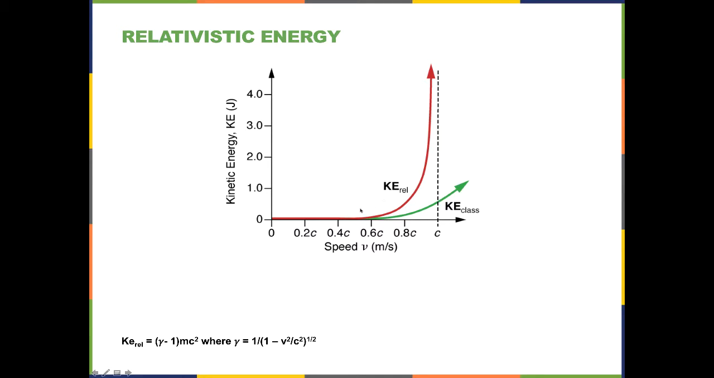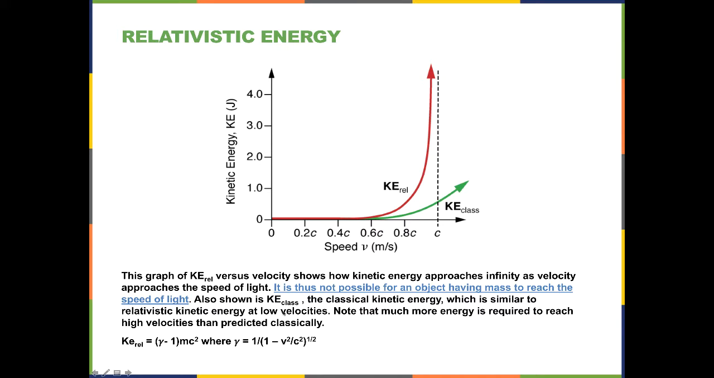This diagram shows the effect of the speed of light on relativistic kinetic energy, and this also shows the fact that objects with mass cannot reach the speed of light. And here again we have a calculation correction to form the relativistic kinetic energy. And here's the statement: thus it is not possible for an object having mass to reach the speed of light.